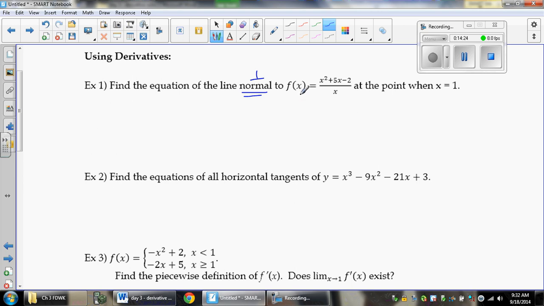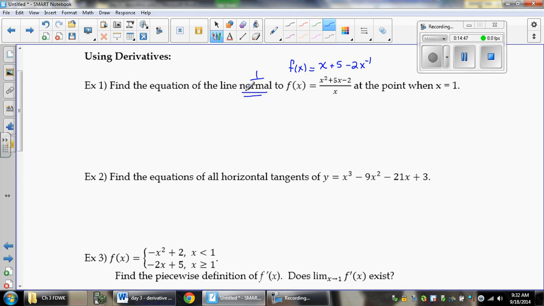And before I go to do that, I don't really like that this is a quotient. I prefer not to do the quotient rule if I can avoid it. So I'm going to rewrite f of x before I do anything else and rewrite it as x plus 5 minus 2x to the negative 1. Divide this by x, divide that by x, divide that by x, write it differently. This is way easier to differentiate than that.